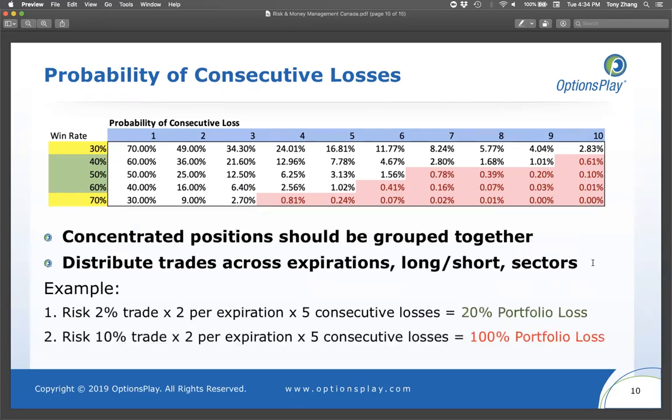But what I want to say is that this can be a little misleading, because concentrated positions need to be grouped together. What do I mean by that? Let's say you decide to buy 5 different calls that all expire on the same expiration Friday. Generally speaking, in my opinion, that doesn't count as 5 consecutive trades, because all it takes is the market to go down that 1 week, and now you've lost on all 5 calls that you've purchased. Now, that is an oversimplification of what I'm trying to say.